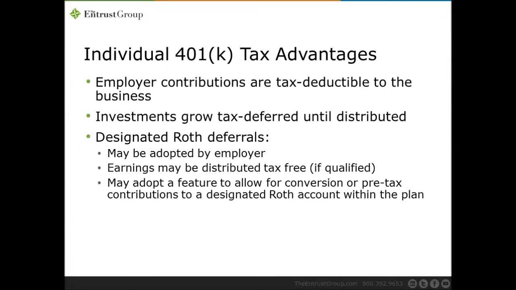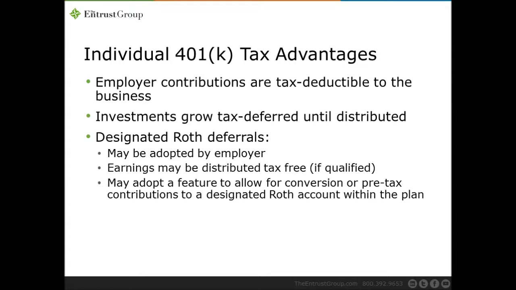Here are the individual 401k plan tax advantages. Employer contributions are tax deductible to the business. In other words, the profit-sharing contribution is tax deductible to the business. Earnings on the investments that the participants choose to invest in are tax deferred, similar to your simple or SEP IRA. But keep in mind again, simple IRA and SEP IRAs are IRA-based types of plans. Individual 401k plans are a little bit different.